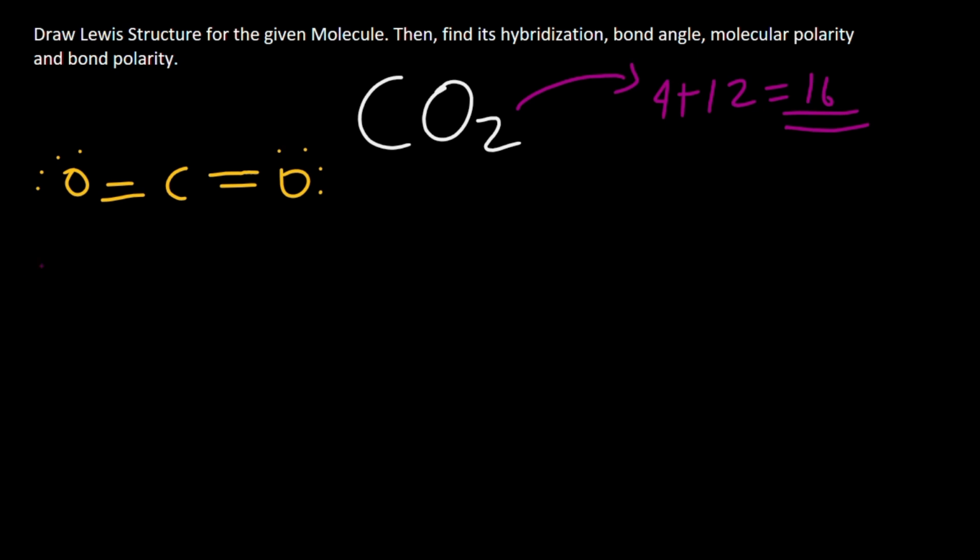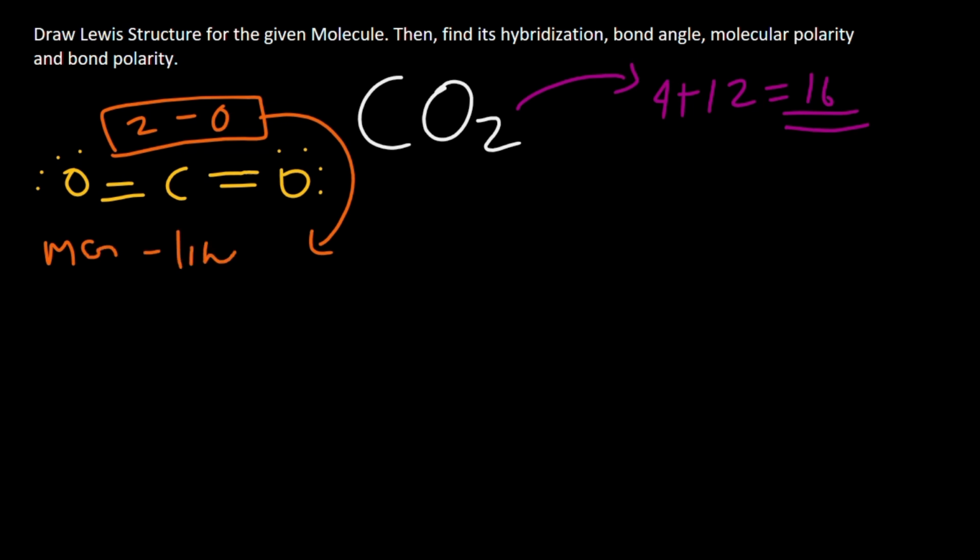From this, since we have 2 bonding sites and 0 lone pairs on the central atom, let me write it over here. It's a 2 to 0, meaning it's going to be linear. So the molecular geometry is going to be linear and the electron geometry is also going to be linear.